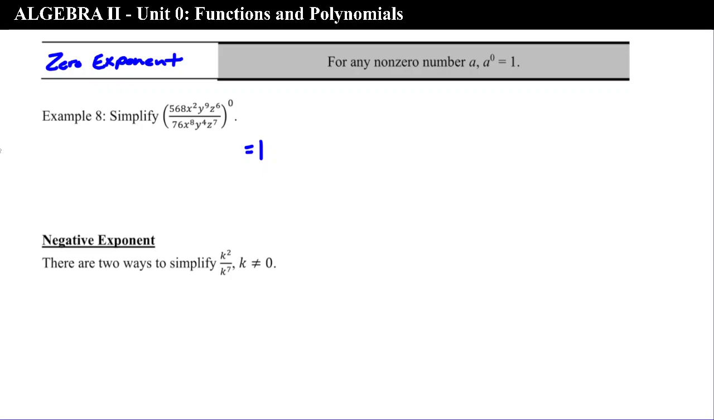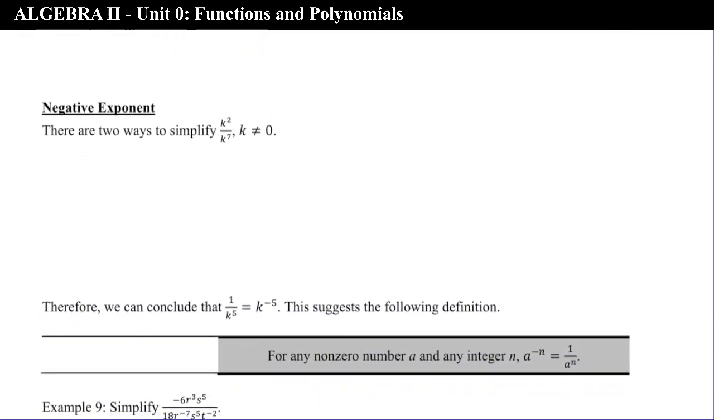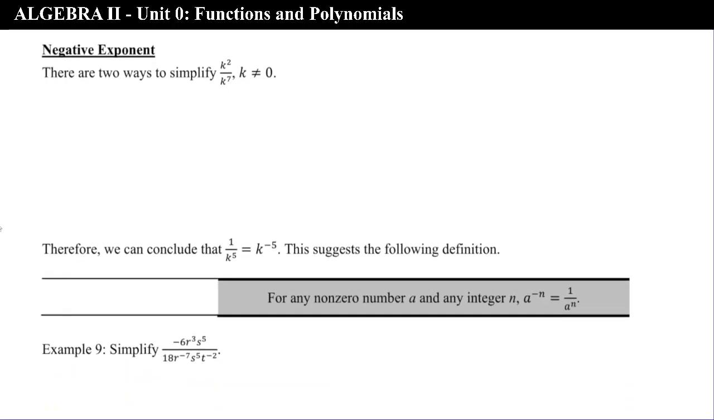All right, the other rule I want to look at, the final one for this section, is the negative exponent rule. We're going to look at this very similarly to how we did the zero exponent rule. Let's look at two ways to simplify k squared over k to the 7th. Well, we can write k squared as k times k, and we can write k to the 7th as k times k times k times k times k times k, and one more, times k.